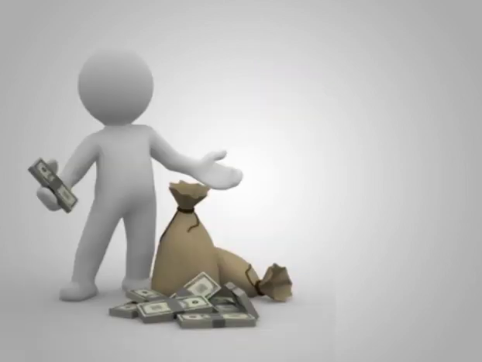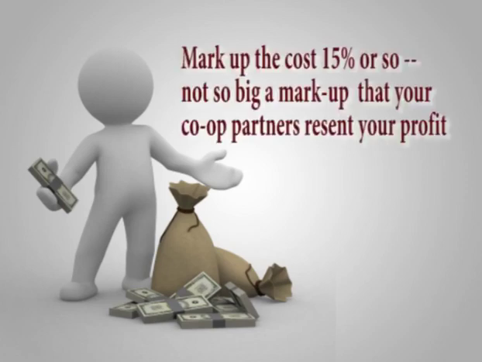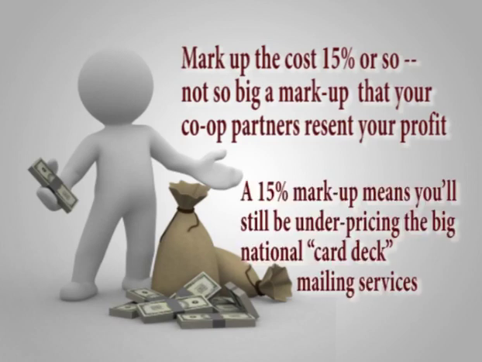You can now actually make money in 2 businesses. You will make money on the business you're promoting in your mailing, that is with your own postcard, and you can make a lot of money selling postcards to your co-op mailing partners. Just mark up the cost 15% or so. Not so big a markup that your co-op partners resent your profit. A 15% markup to compensate you for your work and initiative is certainly reasonable, and you'll still be underpricing the big national card deck mailing services.